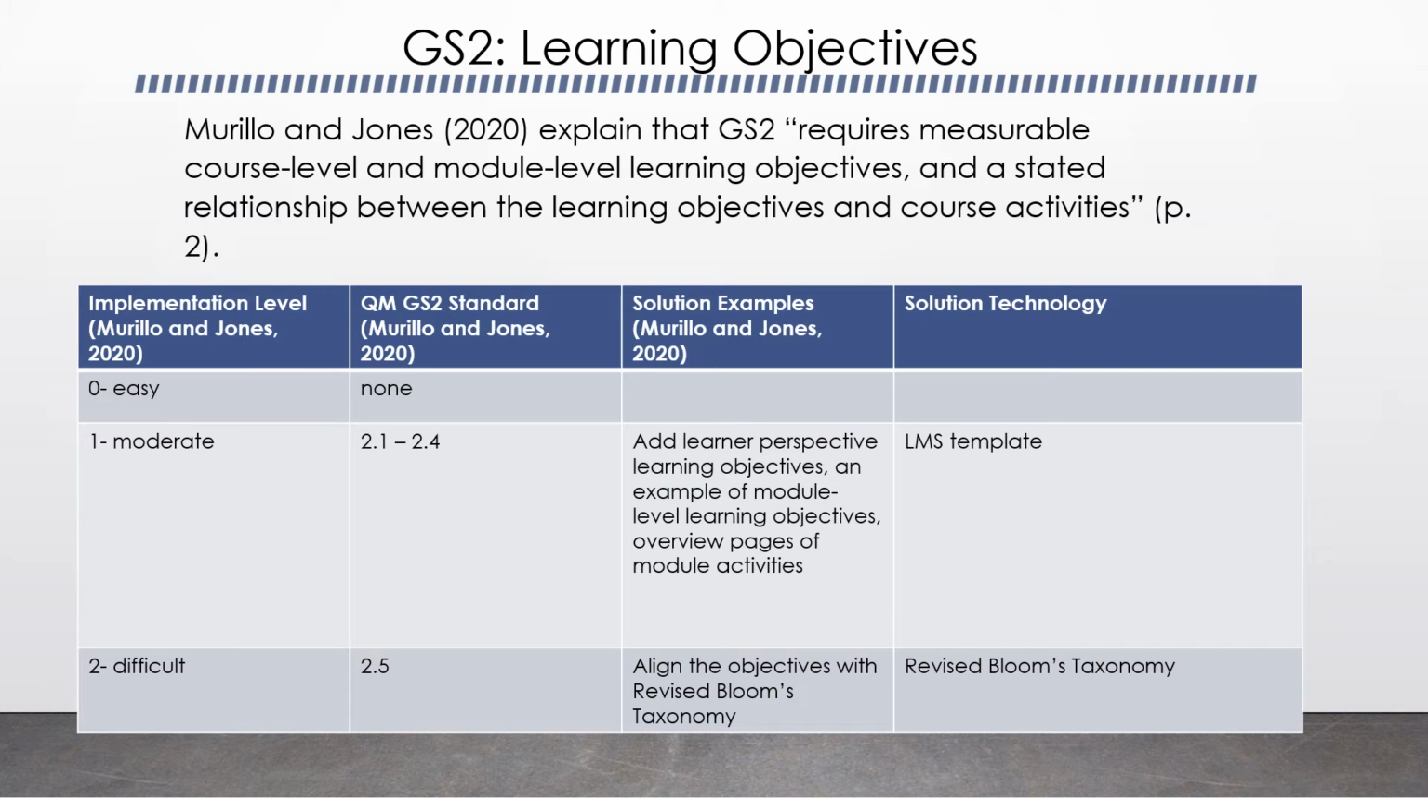For General Standard 2 on learning objectives, Murillo and Jones find that most of the standards are moderately able to be implemented, and this includes solution examples of adding learner perspective, learning objectives, an example of module level learning objectives, and overview pages of module activities. And for the difficult solution example, they suggest to align the objectives with the revised Bloom's taxonomy.